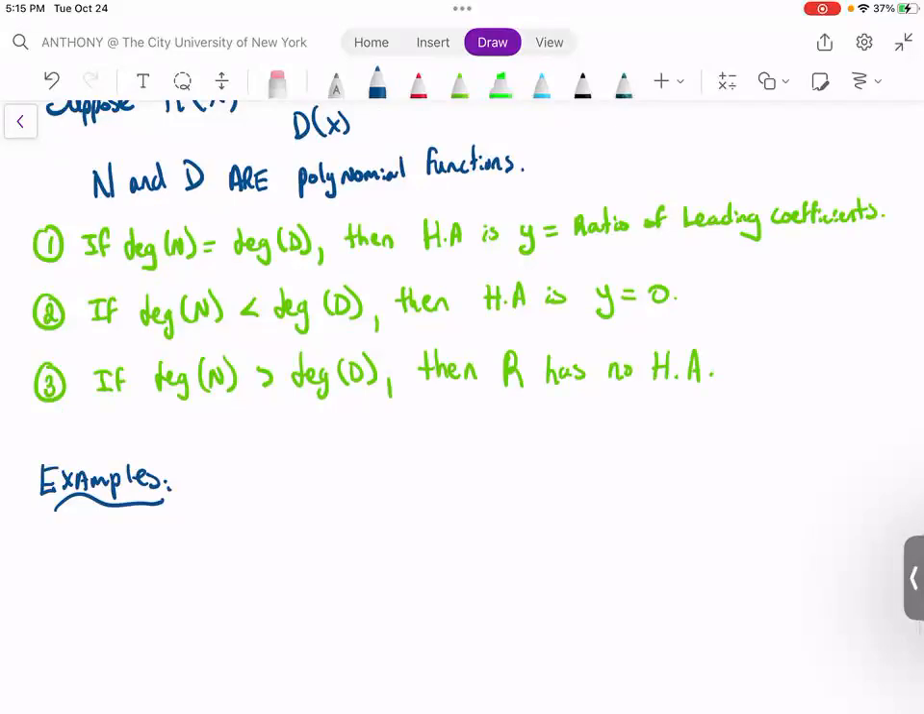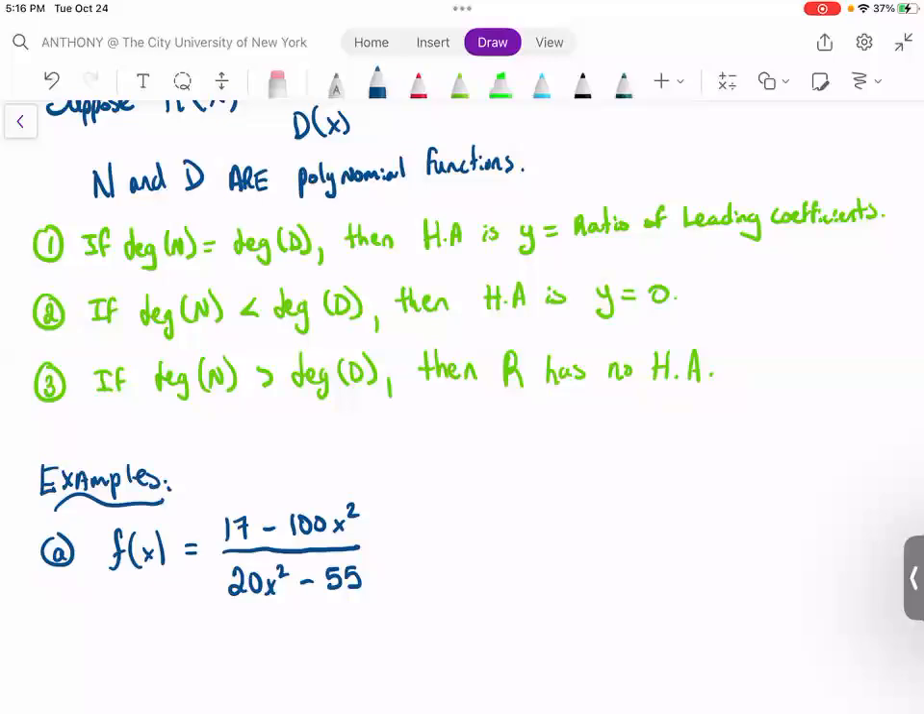Let's say I gave you this function, f of x equals 17 minus 100x squared over 20x squared minus 55. All you care about with this function in terms of finding its horizontal asymptote are the degrees of the numerator and the degrees of the denominator.